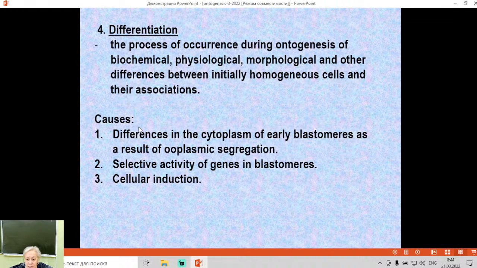Reasons of differentiation. The first reason, differences in the cytoplasm of early blastomeres as a result of ooplasmic segregation. Next reason, selective activity of genes in blastomeres and cellular induction.